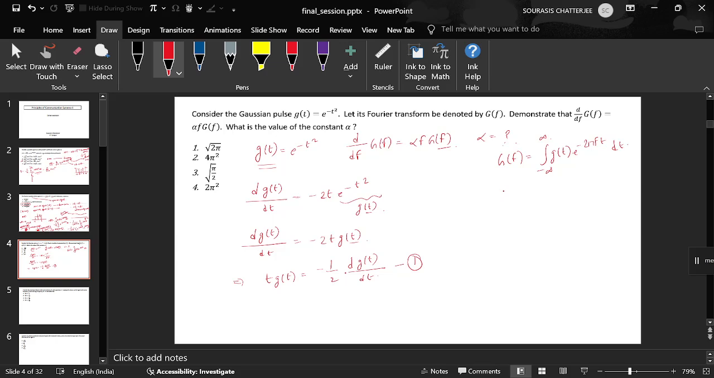So if I plan to compute the derivative with respect to f here, what I am going to get is the integral from minus infinity to infinity of g(t), which is not a function of f, times d/df of e to the power minus j 2 pi f t, dt. So what we obtain from here is minus j 2 pi t, inside the integral from minus infinity to infinity of g(t) e to the power minus j 2 pi f t dt, which is G(f).